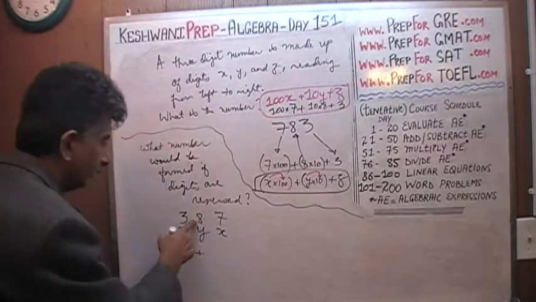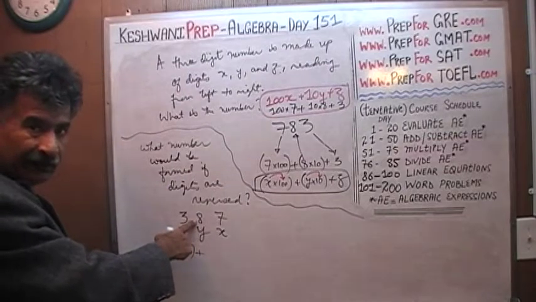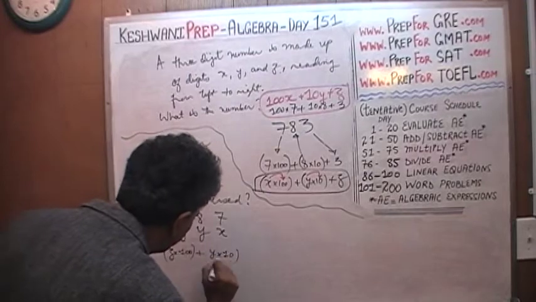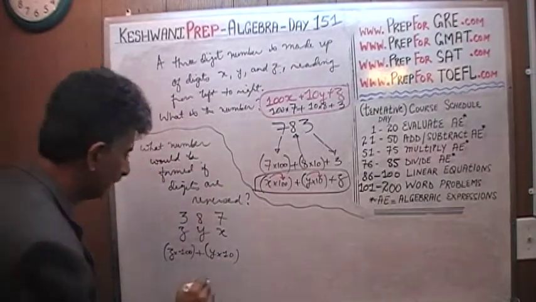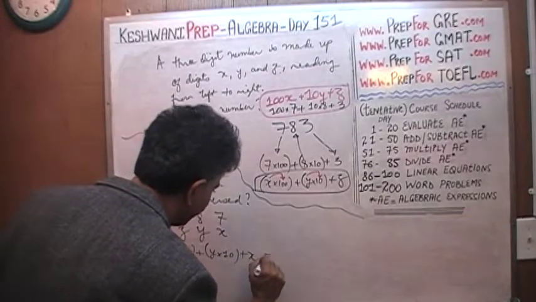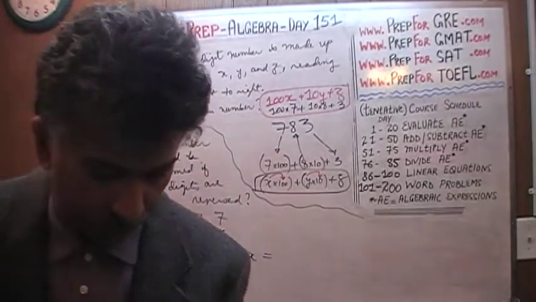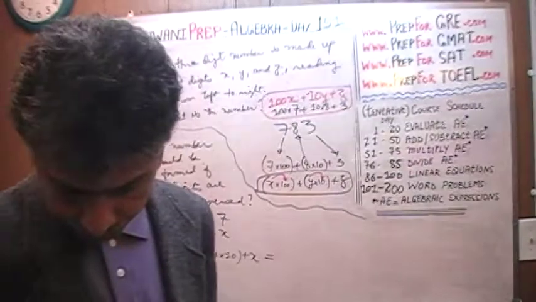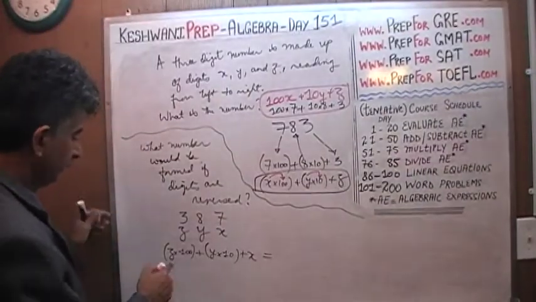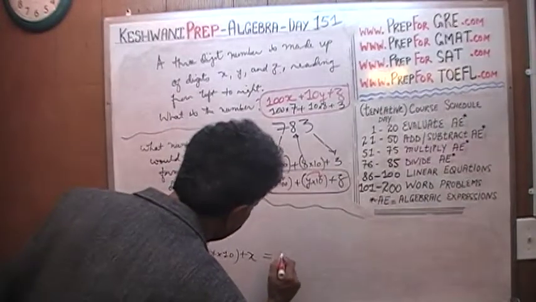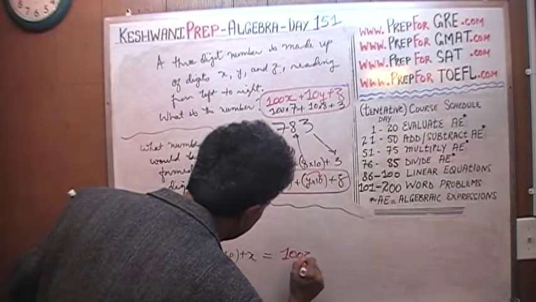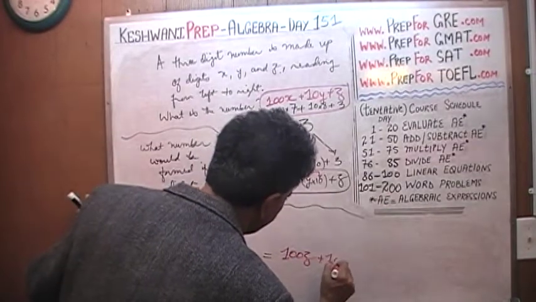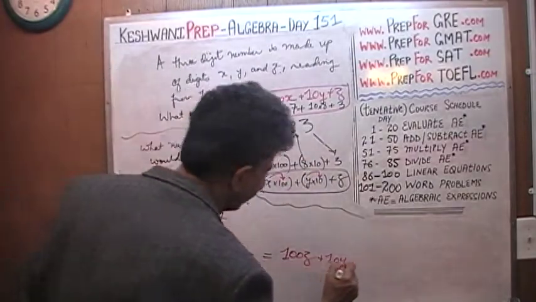plus this 8 is 8 times 10. So this is y times 10, because y is in the 10 digit, and finally x. And of course that will be written in this simplified form. That will be written as z times 100 is 100z, y times 10 is 10y, and of course x.